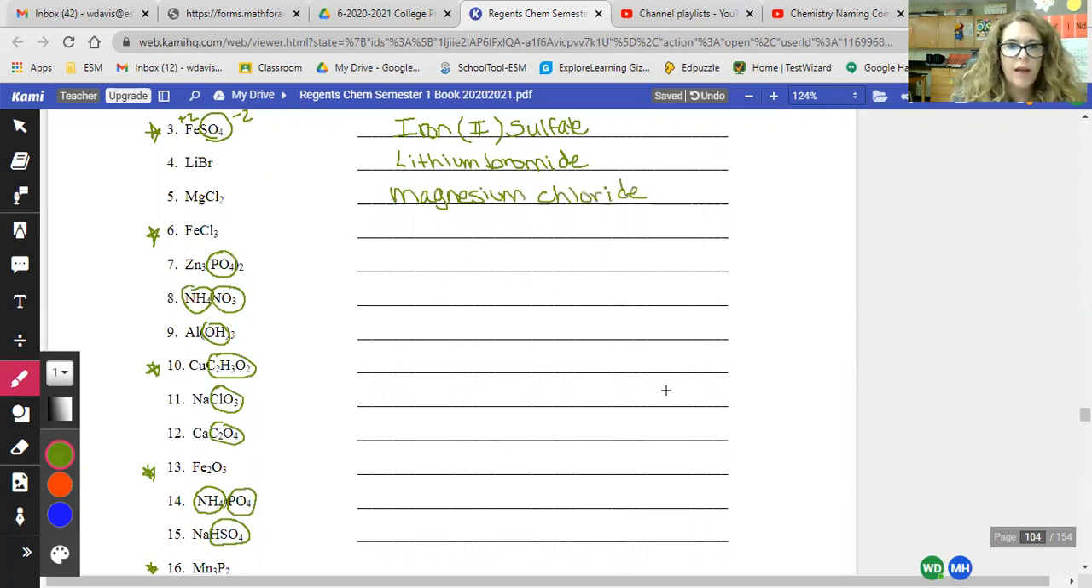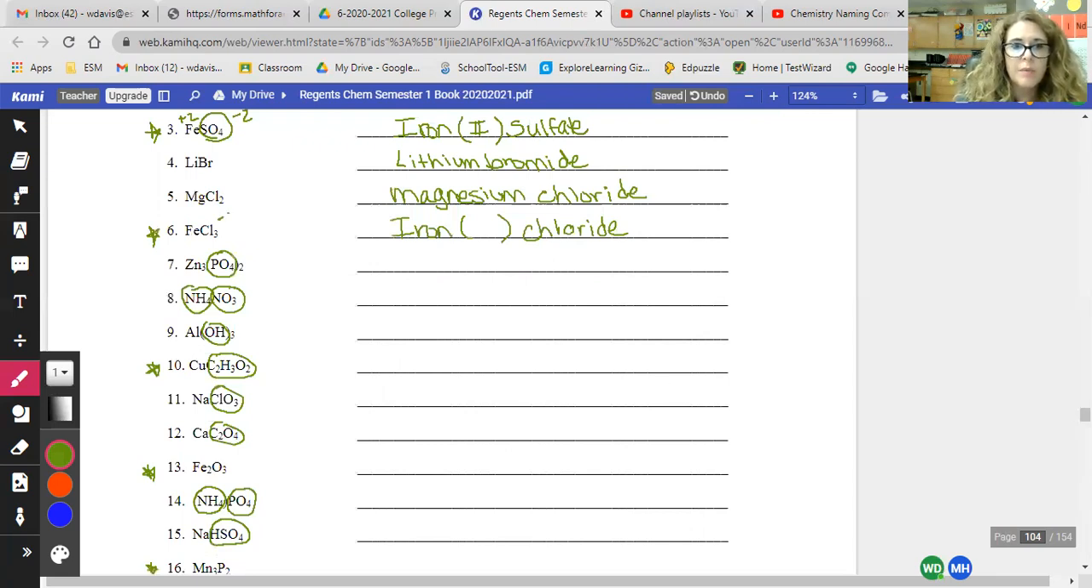So magnesium chloride. Now I need a Roman numeral, so I'm going to name the metal first. So Fe is iron. I know I need a Roman numeral, so I'm going to put that in parentheses. And then chlorine becomes chloride. So I need to figure out what this Roman numeral is. You always know the negative charge.